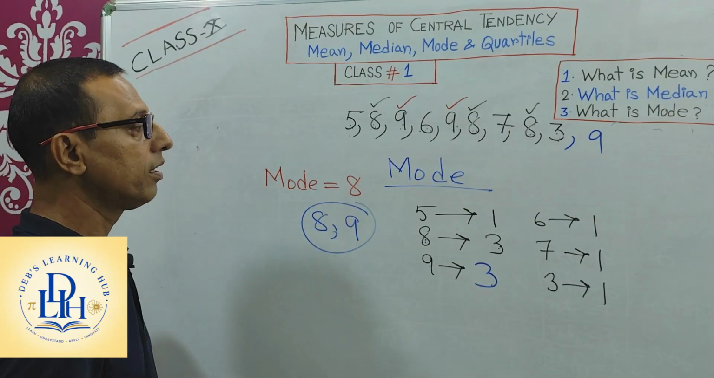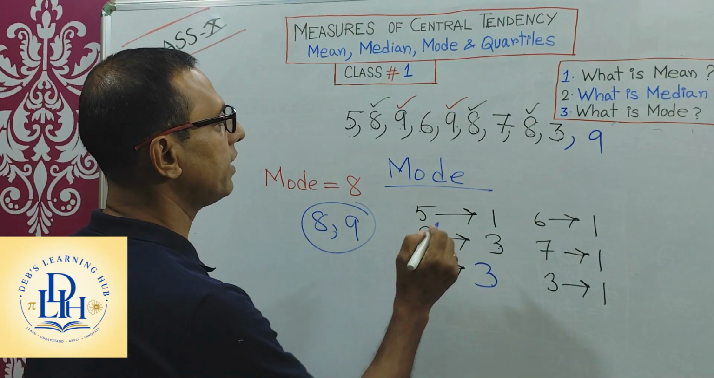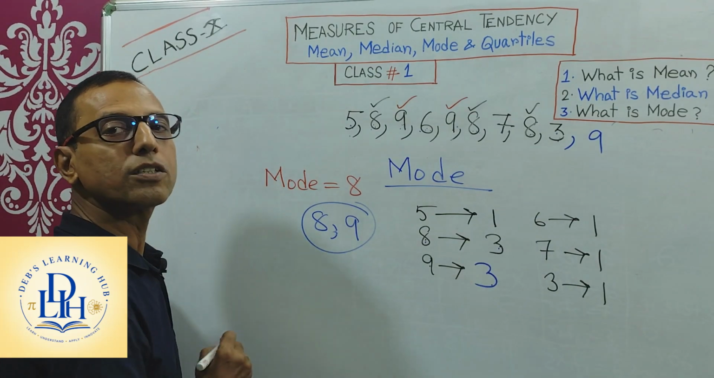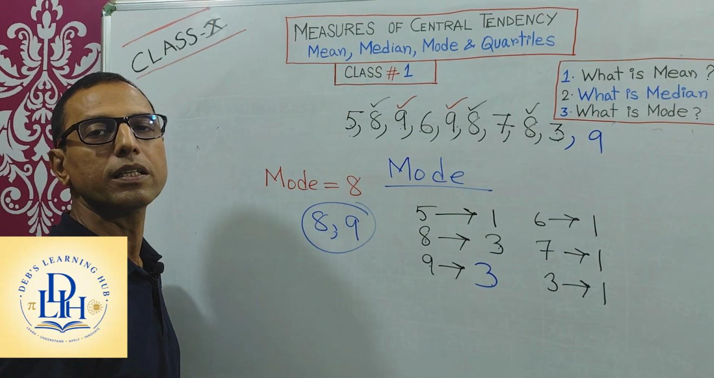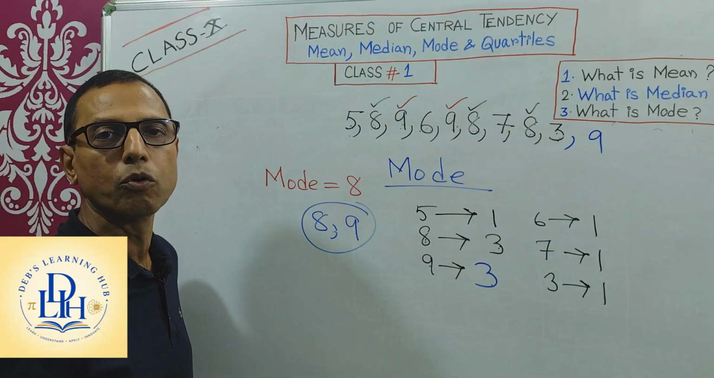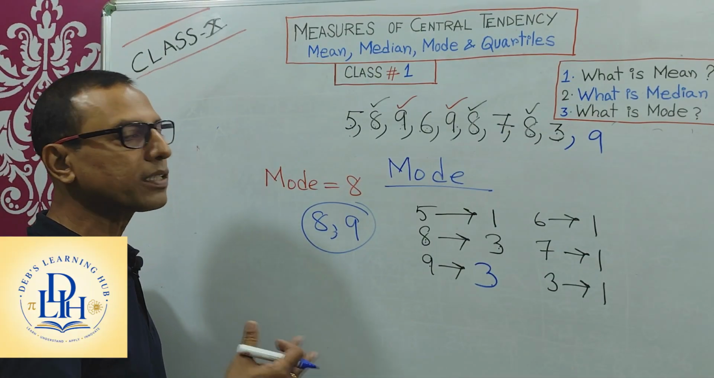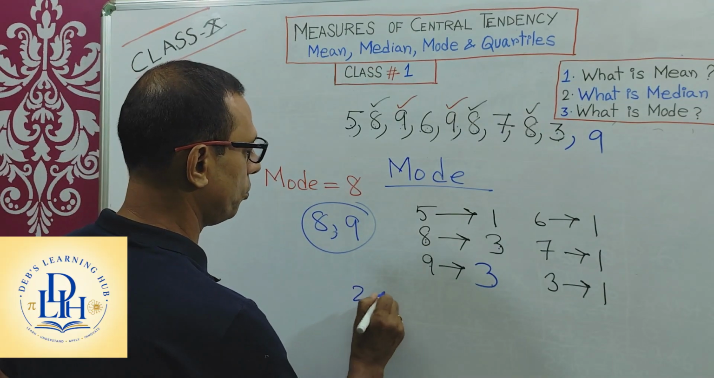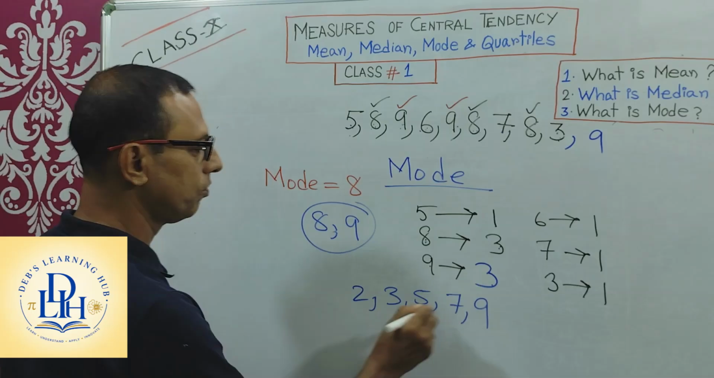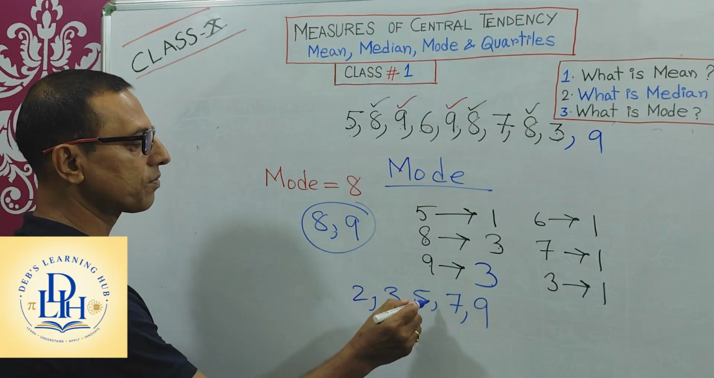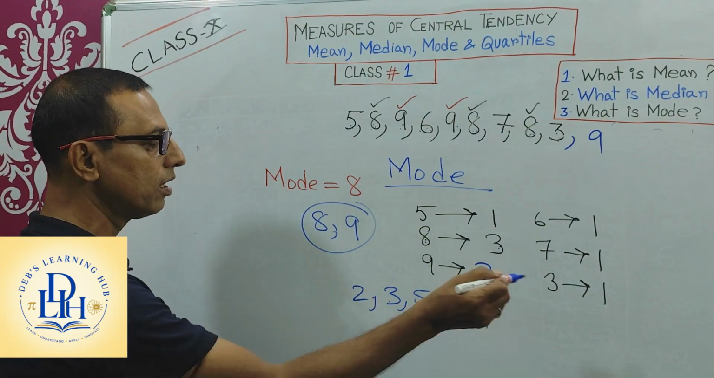Now let's say there is a data set where there is no mode. That means all the numbers have equal frequency, so there is no higher frequency, which means there is no mode. Let's say 2, 3, 5, 7, 9. What is the mode? 2 once, 3 once, 5 once, 7 once, 9 once. That means there is no mode.